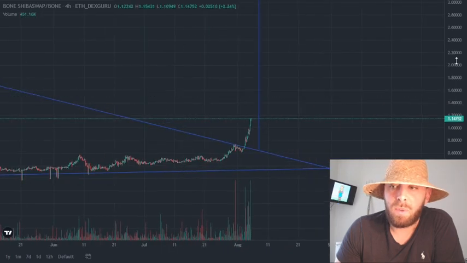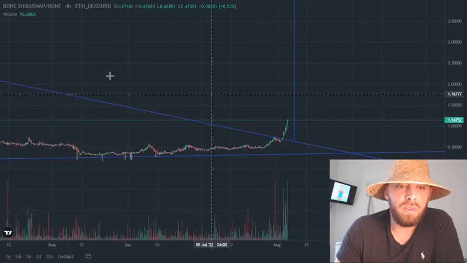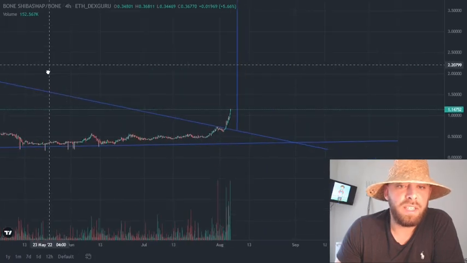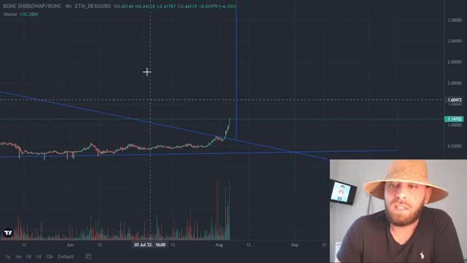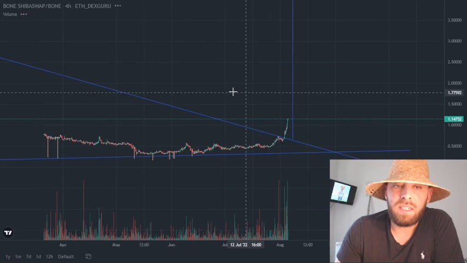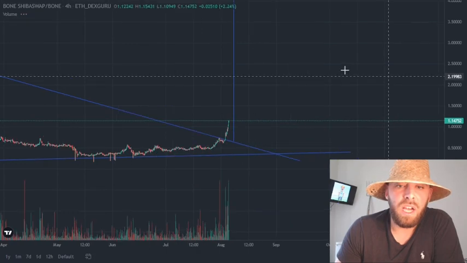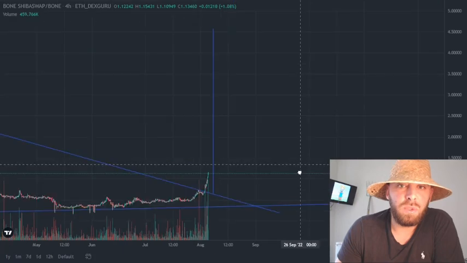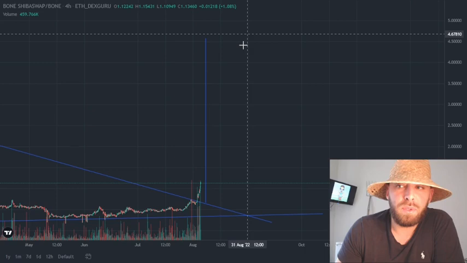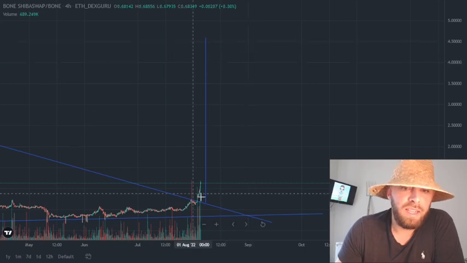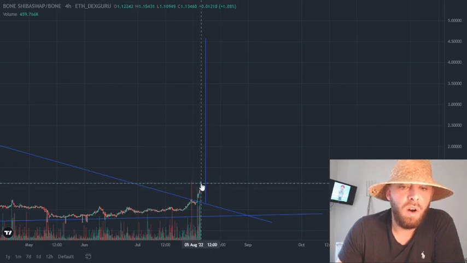Also, when you check out the chart on Dex Guru, we have a very huge triangle which doesn't even fit into the screen right now. And when we take the measure out of this triangle, it shows us that we should go up to prices between $4 and $5, so maybe $4.50. And as you can see, we are still right here in the beginning of the breakout.